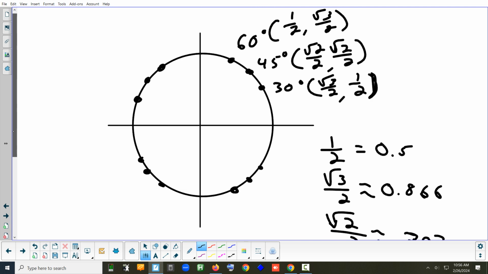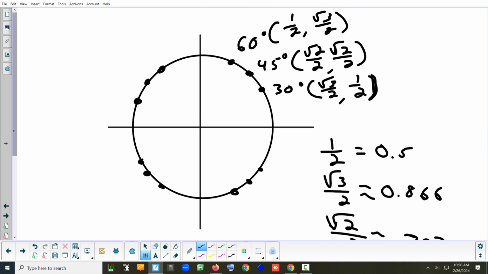All right. That's pretty much all we need to know to do the 30s and the 60s. But if you look at those points, they are not equally spaced. You're missing this one and that one in every quadrant. What angle do you think that first red dot is? 15. So that's a 15. And how about the red dot up there? 75.